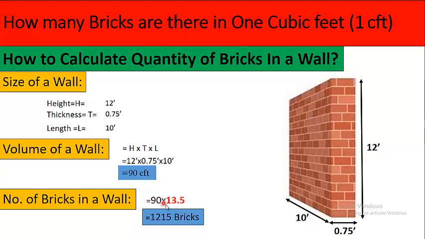By multiplying 90 by the number of bricks in 1 CFT, that is 13.5, we will get 1215 bricks for this wall. So by knowing the dimensions of a wall and the number of bricks in 1 CFT, you can find the quantity of bricks in any wall.